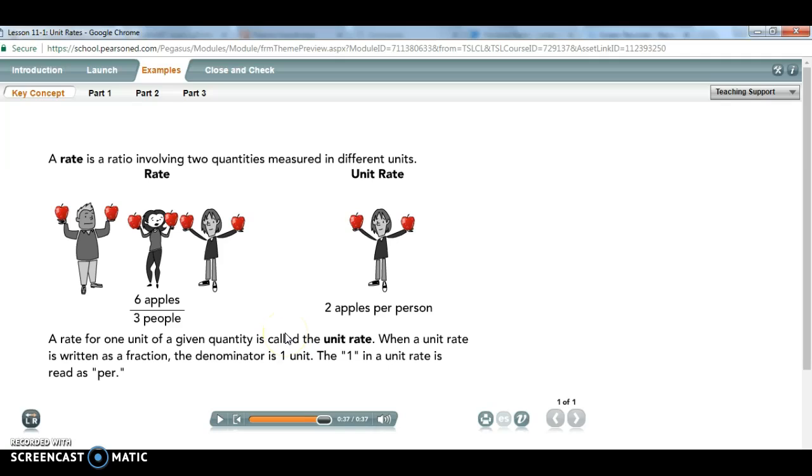But again, knowing what a unit rate is and knowing what the word per means. Per means 1. So you can go miles per hour. So how many miles do you go in 1 hour? In this example, trying to figure out how many apples per person, meaning how many apples for 1 person.